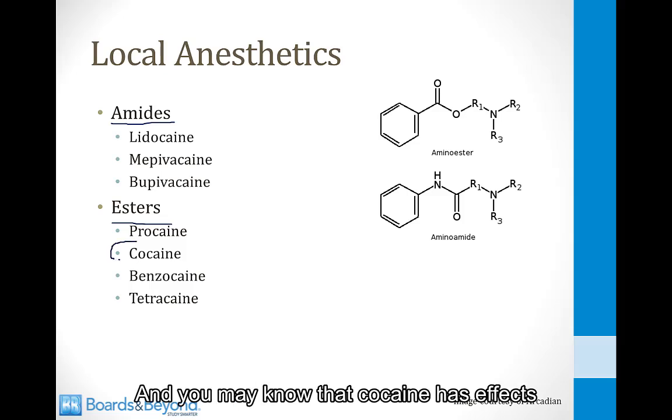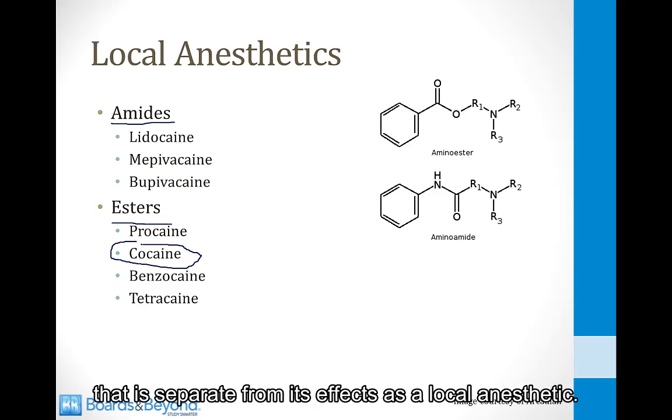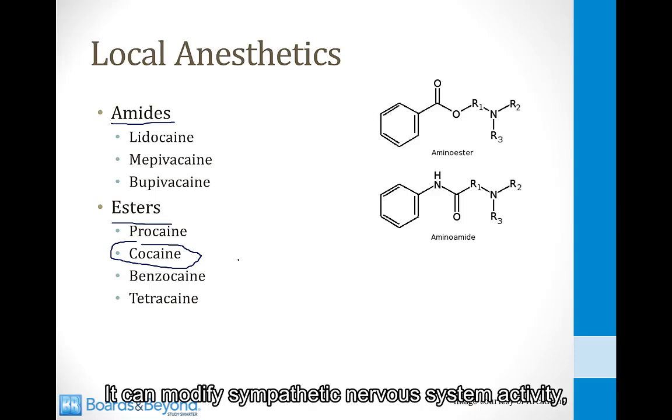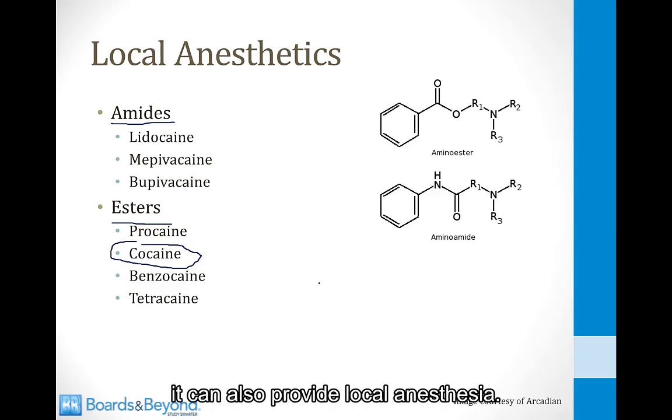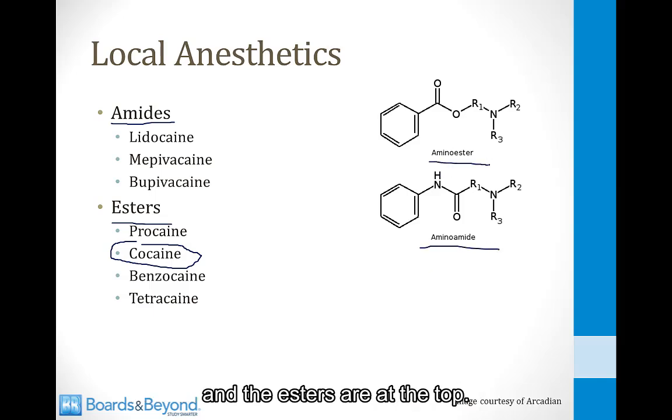And you may know that cocaine has effects on the autonomic nervous system that are separate from its effects as a local anesthetic. It has both properties. It can modify sympathetic nervous system activity. It can also provide local anesthesia. At the top right side of the screen, I've shown the general structure of these drugs. You can see that the amides are at the bottom and the esters are at the top. They are very similar, but the amides have a nitrogen here and the esters have oxygens.